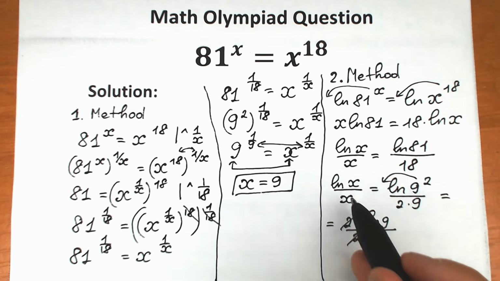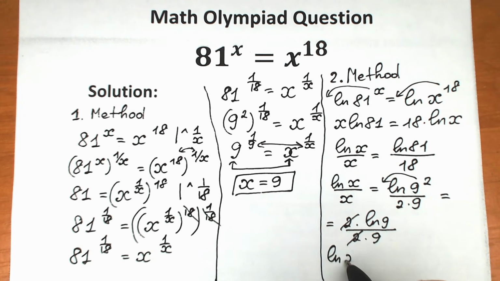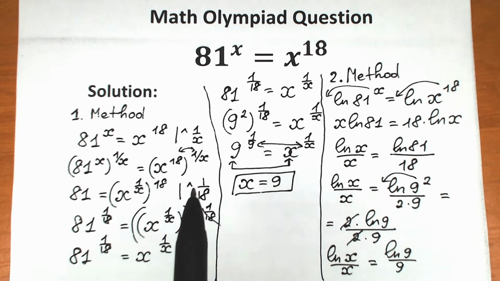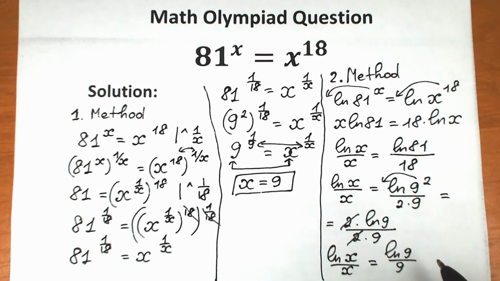If you look closely, in the beginning we have natural log x over x equal to natural log 9 over 9. And looking closely, it is absolutely the same case as right here, with the same logic. So natural log x over x and natural log 9 over 9 have absolutely the same values, so the one and only case that this equation will have a root is when x equals 9.